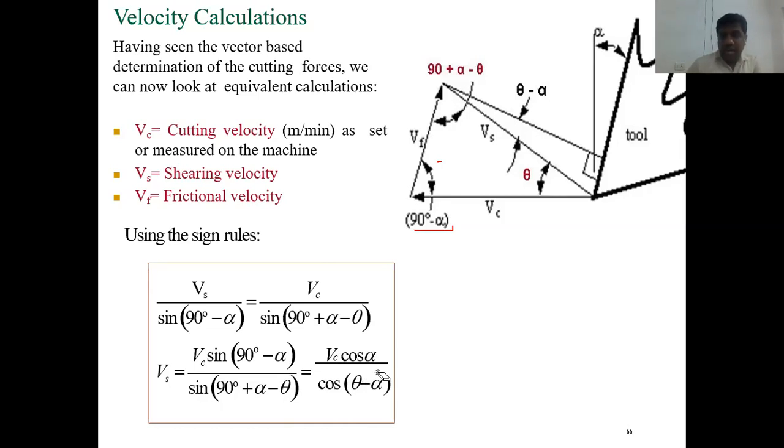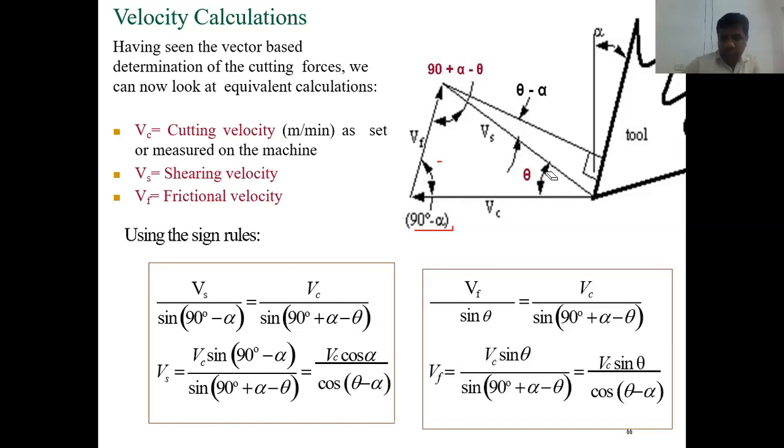If you want to find the other velocity, VF, it is the same formula. We know the cutting velocity, so we take the relation VC by sine 90 plus alpha minus theta equal to VF divided by sine theta. It is the same thing, with VS replaced by VF. So VF divided by sine theta is equal to VC divided by sine 90 plus alpha minus theta.